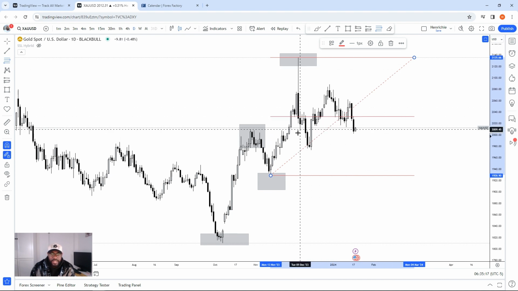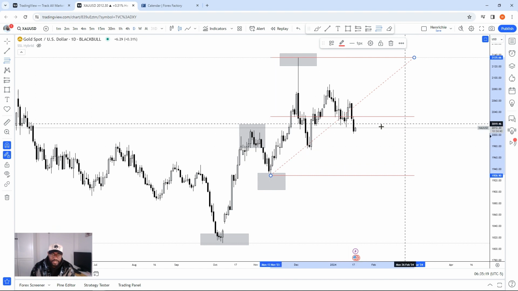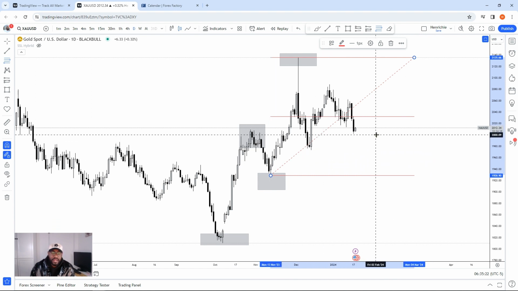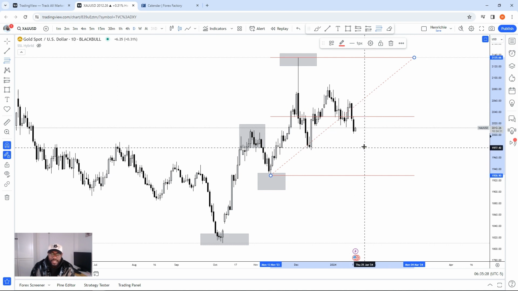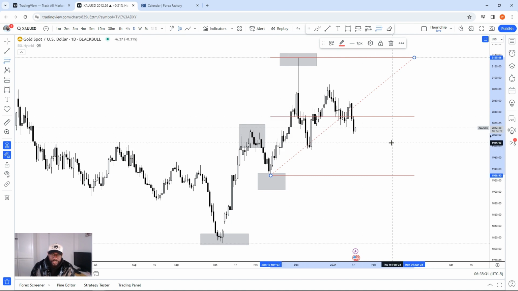And the moment we came into this discount position, that is the reason why, in as much as we've not tapped into my key level where I want to buy gold, I'm still not going to try to sell it into that key level because we are in a discount position, right?